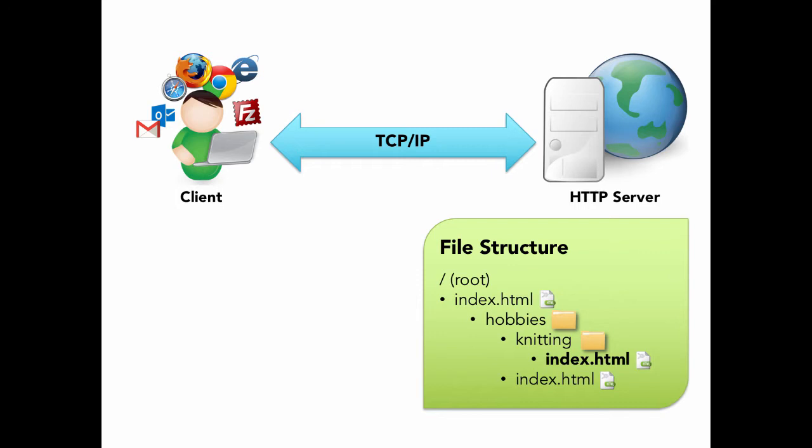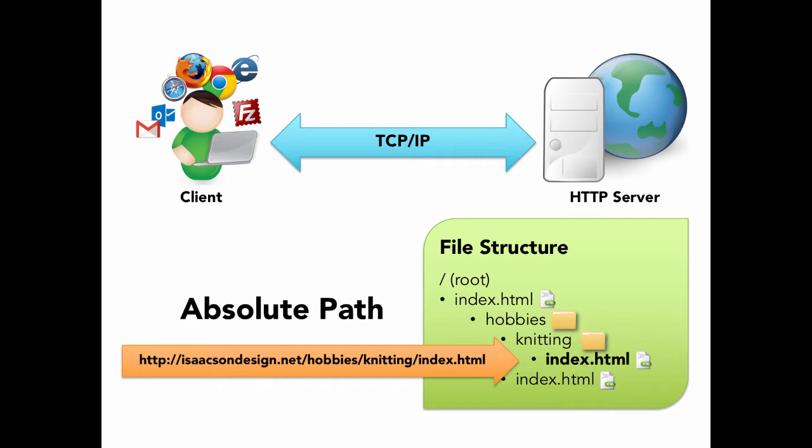With the file system set up the way it is, you can easily identify a particular page on your website and provide the URL for it. The absolute path is the entire address of a particular file. In this example, notice we are at isaacsondesign.net. We're in the hobbies folder, we're in the knitting folder, and we're on the index.html file. So it is telling us extremely specifically where we are.